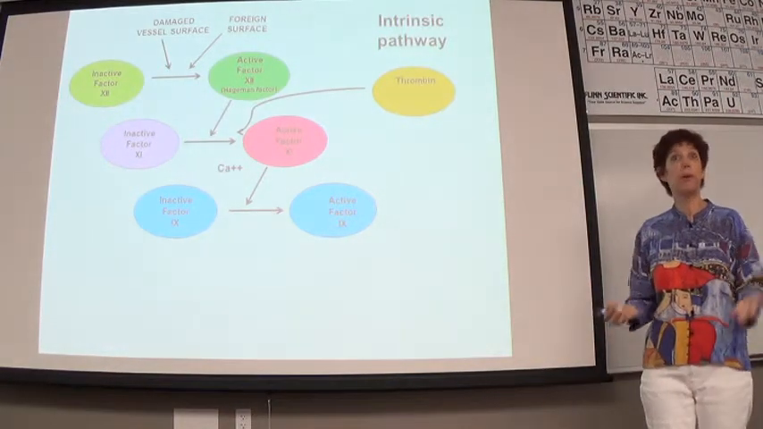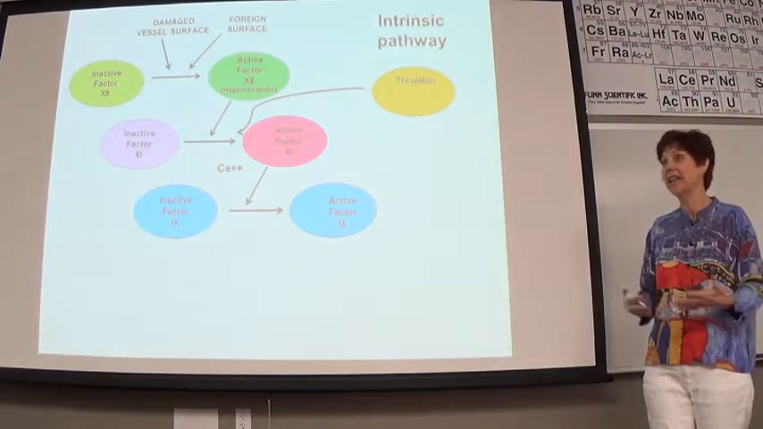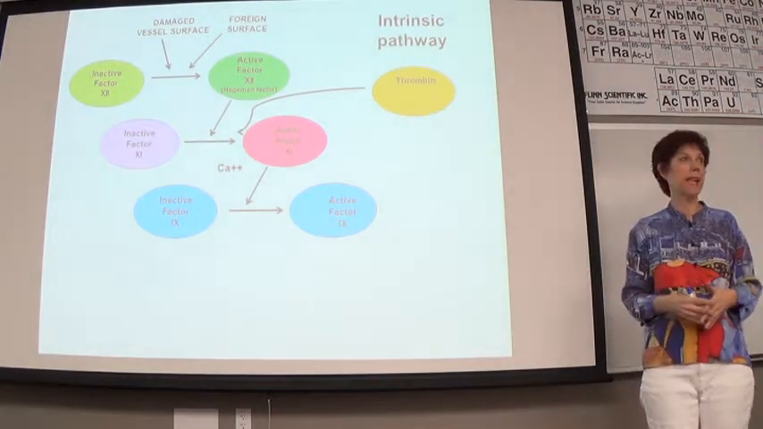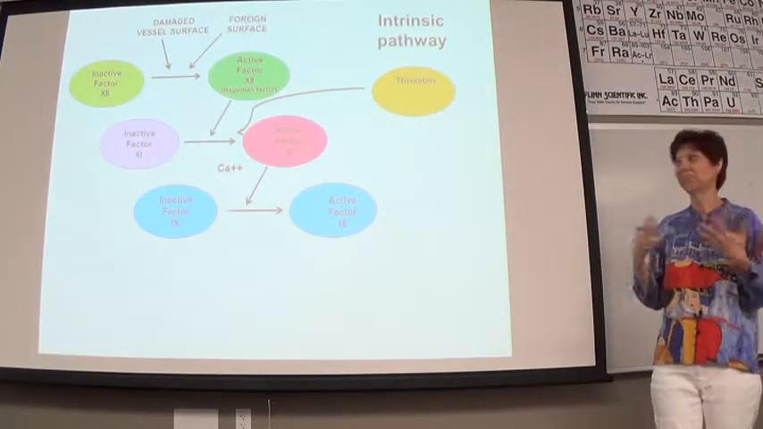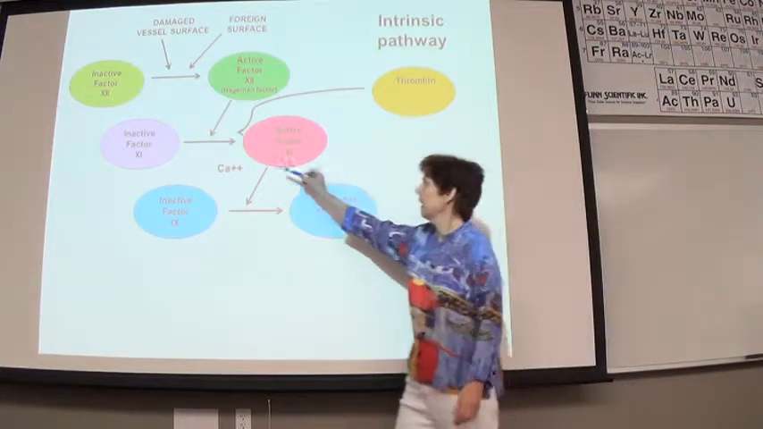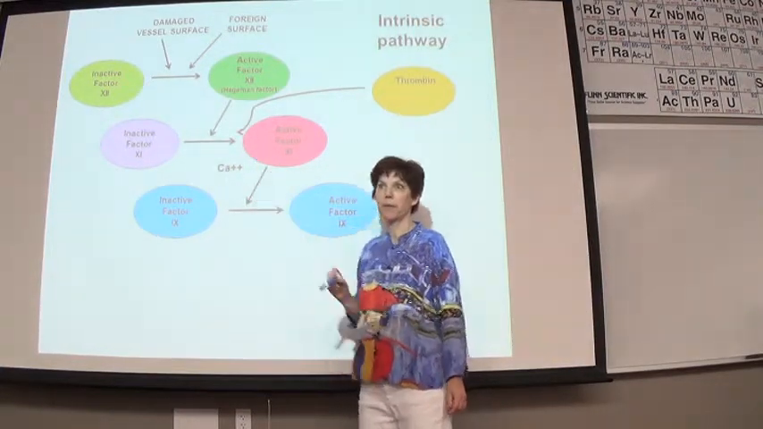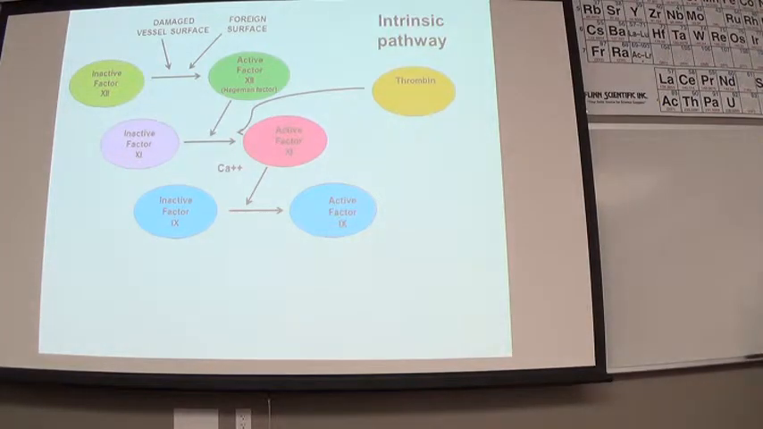Most of the time, both of them are involved. Because when we cut a blood vessel, we're damaging the outside area and we're adding the tissue thromboplastin and we're exposing collagen fibers. So most of the time, both of these pathways are going to be involved. Notice again, calcium. Okay? And that brings us also to factor 10.